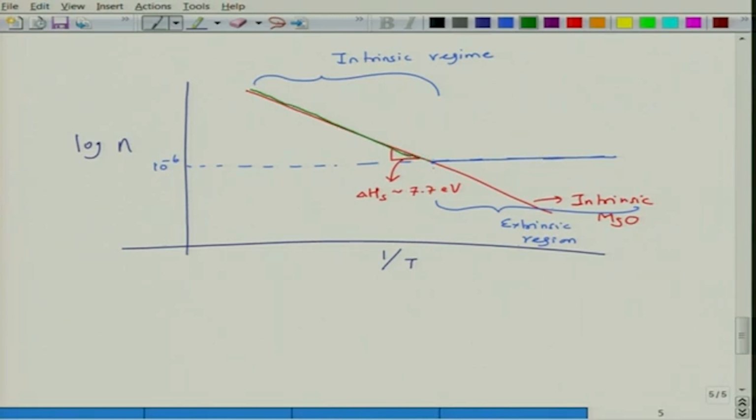It would be like this, and then it follows for an impure MgO. So, up to a certain temperature, let us say T1, as you increase the temperature from this side, the concentration of vacancy remains constant at 1 ppm. It is only after T1, when the intrinsic vacancy concentration increases, that it becomes intrinsic.